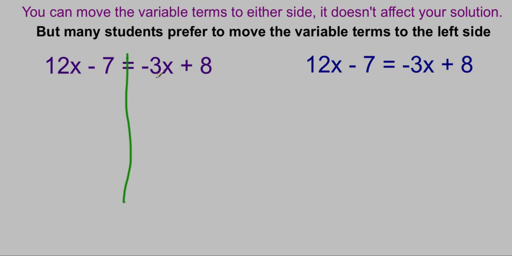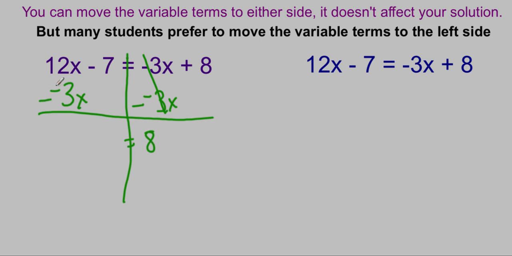So here I've got negative 3x that I want to get rid of. I want to move it over here. So I want to subtract away my negative 3x. Well, I've got to do the same thing over here. I want to subtract away that negative 3x. I want to get rid of it by subtracting it away. That part disappears, so I'm left with 8. Here, subtracting a negative is really the same thing as adding a positive. 12x plus 3x is 15x minus 7.